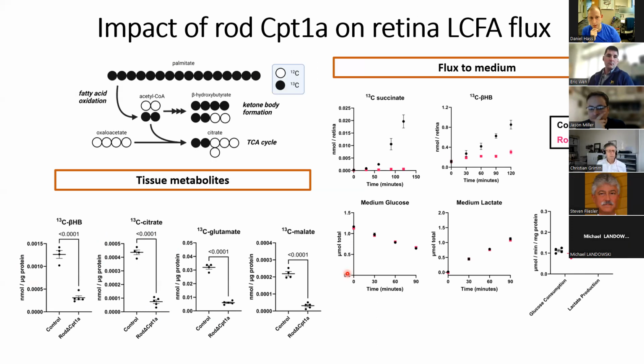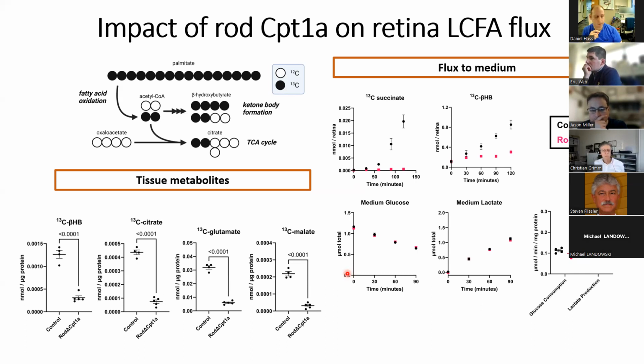Hey, Dan, I have a quick question for you. Yeah, of course. So this is really interesting. What you're showing here is with this CPT1A knockout in the rods that you have a considerable amount of palmitate that's not being broken down. So have you measured total palmitate in your samples? My question is, if it's not breaking down palmitate, what are these cells doing with the palmitate that you're adding?